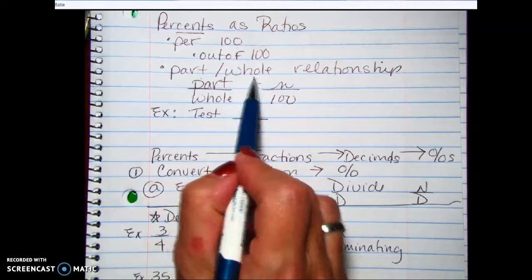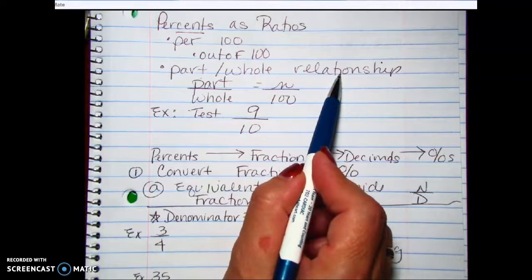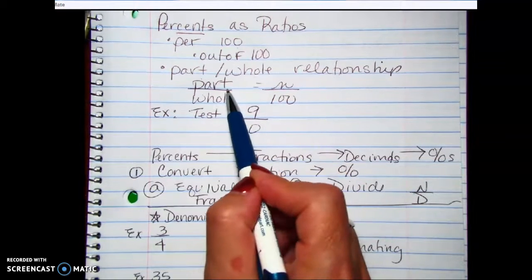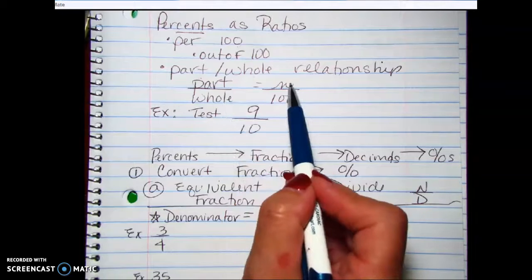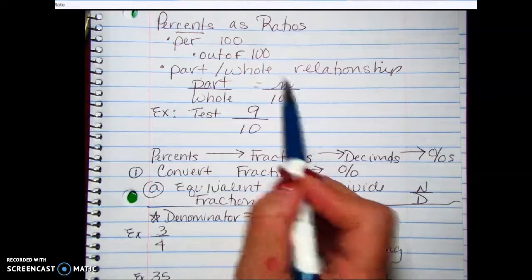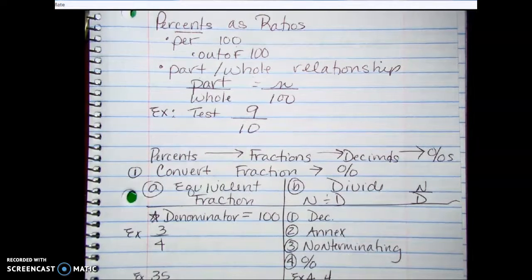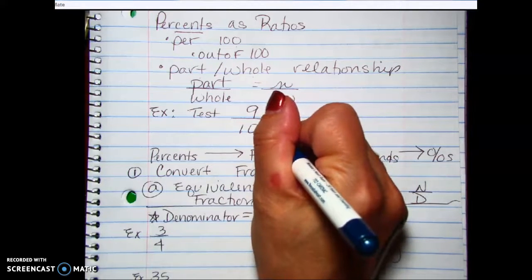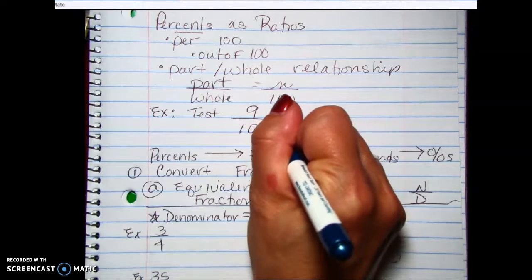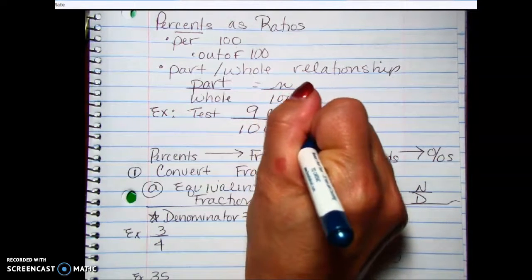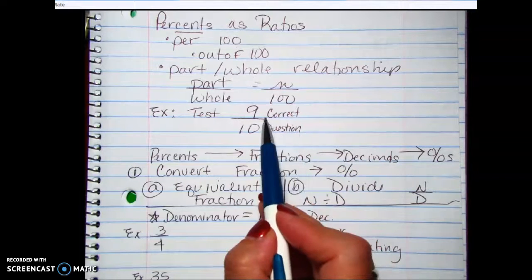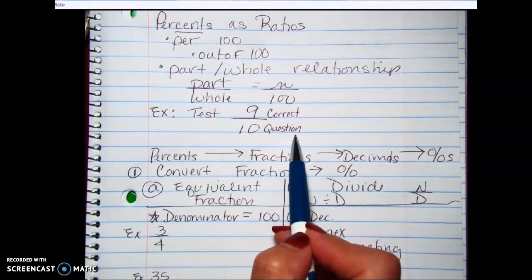It's a part-whole relationship. Remember, we show ratios in 3 different ways and we're focusing on the fraction. So we have a part above the whole, part per whole. So there's a number per 100 or a number out of 100. So for example, if I have taken a test and there were 10 possible questions, let's say 10 questions, and I got 9 correct. It's a ratio, number correct to the number of questions, okay?